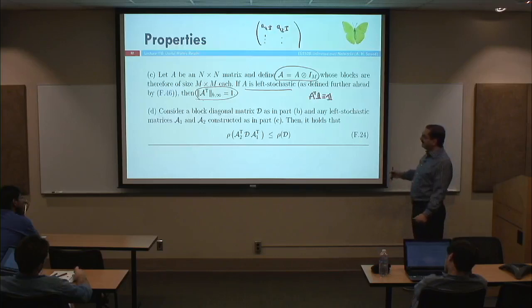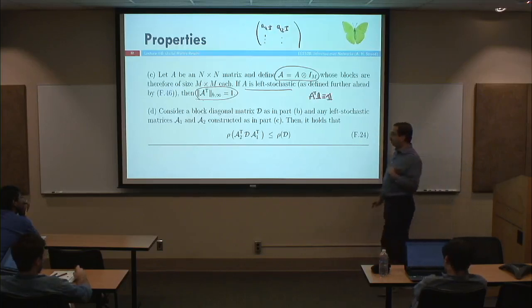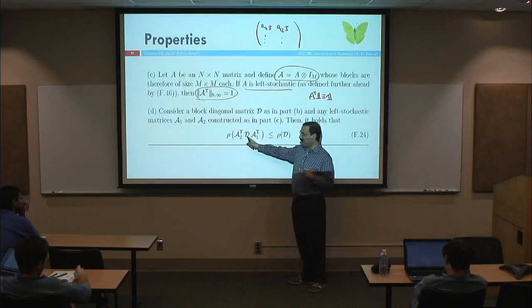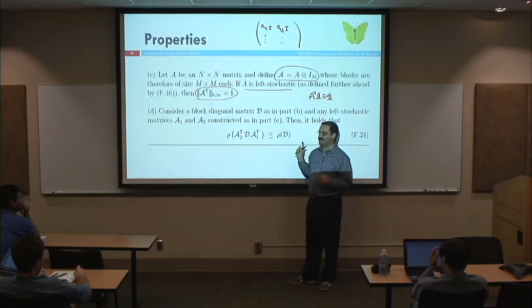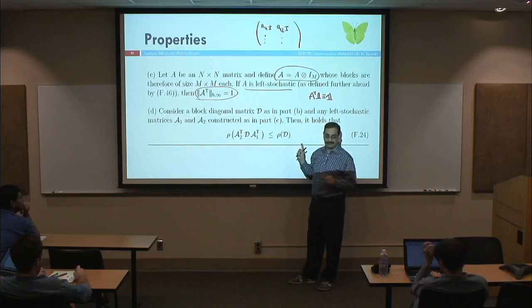And then property D, which is very important, and you will see why. If I have any block diagonal matrix and modify it from left and right by left stochastic matrices like these, you can never increase the spectral radius. You can never increase the spectral radius.